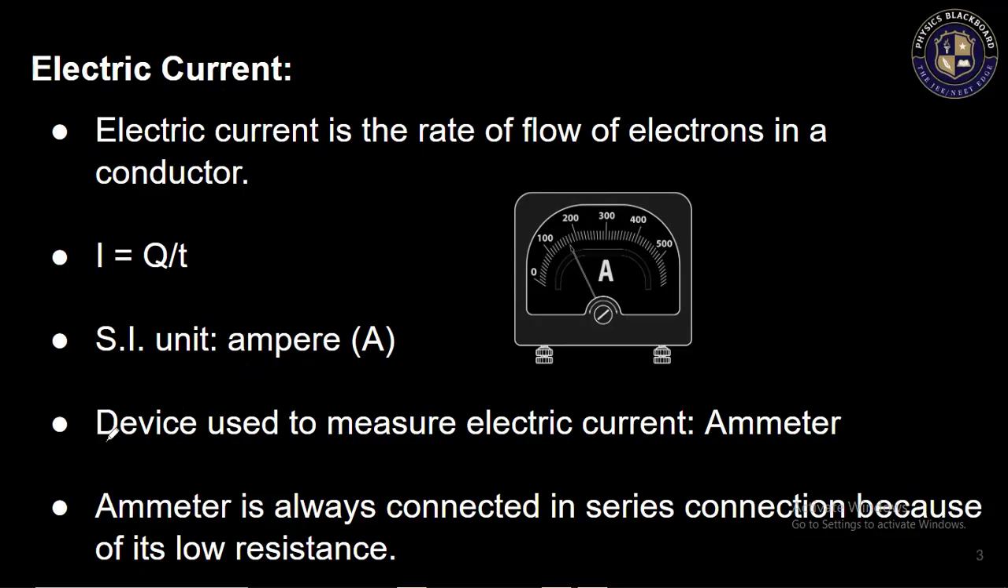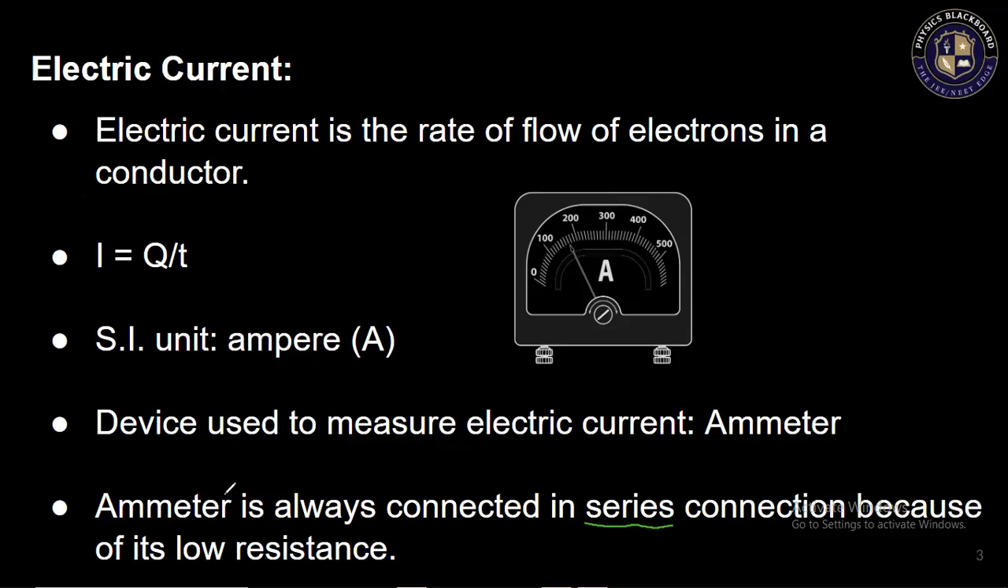And we need a device to measure electric current, right? So that device used to measure electric current is named ammeter. Ammeter. So here you can see a picture of ammeter. It seems to be like this. So this is the device used to measure the electric current. Whereas ammeter is always connected in series connection. Ammeter is always connected in series connection.